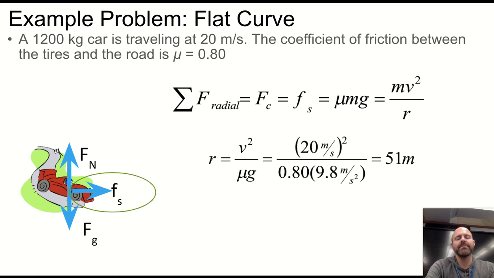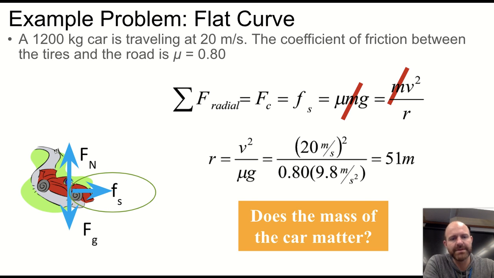So if we solve that, mu times the normal force, which in this case is mg, gives us the maximum static frictional force, and that's equal to mv squared over r. V is given, mu is given, g is given, so we're just solving for the radius, and that ends up being about 51 meters. The mass cancels out, which is nice. So the mass of the car doesn't really matter here.